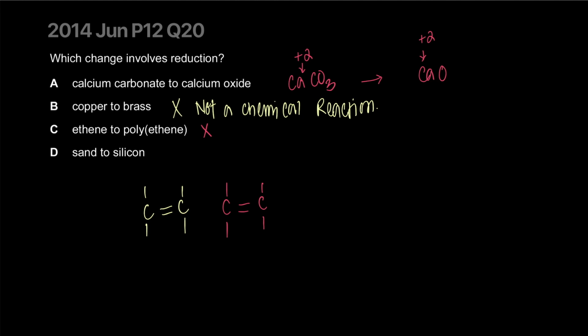Sand to silicon is interesting because sand is SiO2 and it's turning to silicon. Loss of what? Loss of oxygen is classic reduction. So our answer is D, right? D is our answer.